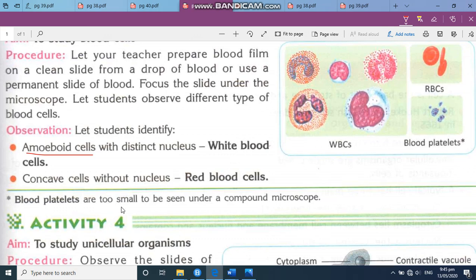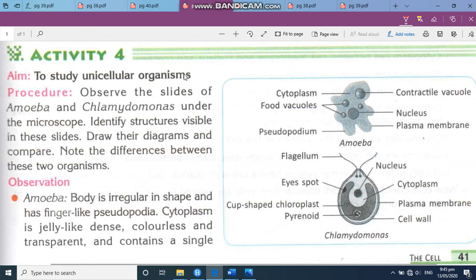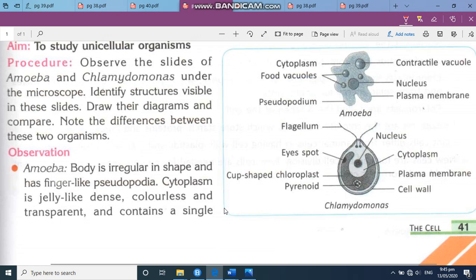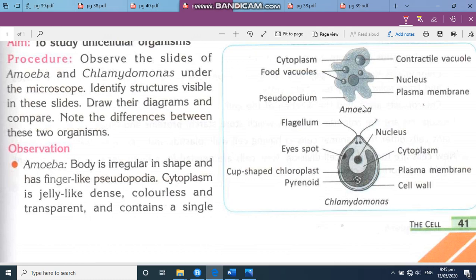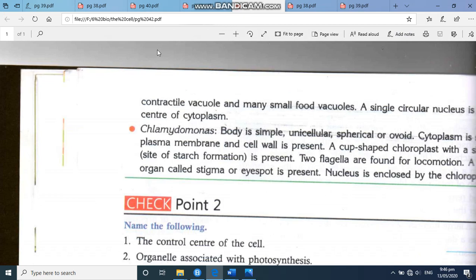Then blood platelets are too small to be seen under a compound microscope. Now this is a unicellular organism. Observe them. This is amoeba and this is chlamydomonas. Very important diagrams. Draw the diagrams and then you see the difference between the two. Amoeba is irregular. See, these are pseudopodia. They can be formed anywhere. The cytoplasm is jelly-like, colorless, transparent and contains a single nucleus.